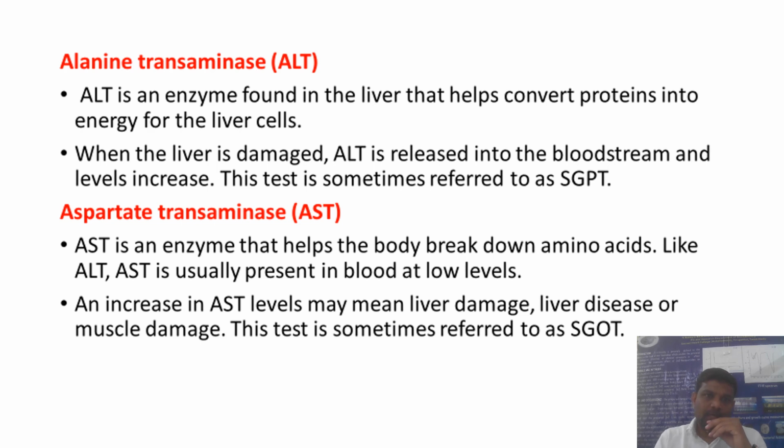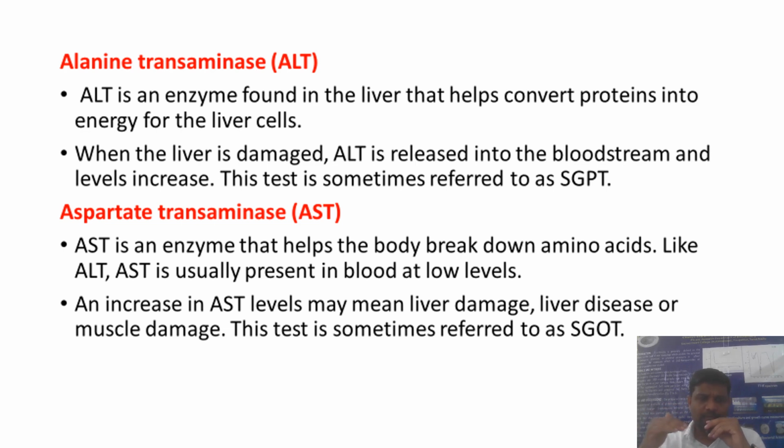Alanine transaminase, which we call ALT, is an enzyme found in the liver that helps convert protein into energy for the liver cells. When the liver is damaged, ALT is released into the bloodstream and the level increases. This test is sometimes called SGPT, serum glutamate pyruvate transaminase.